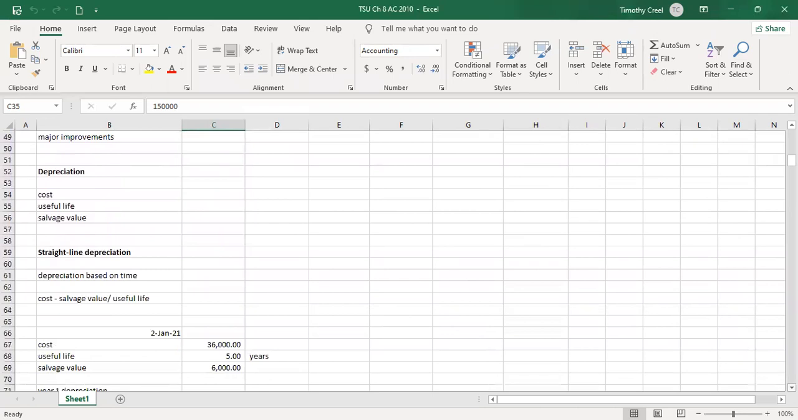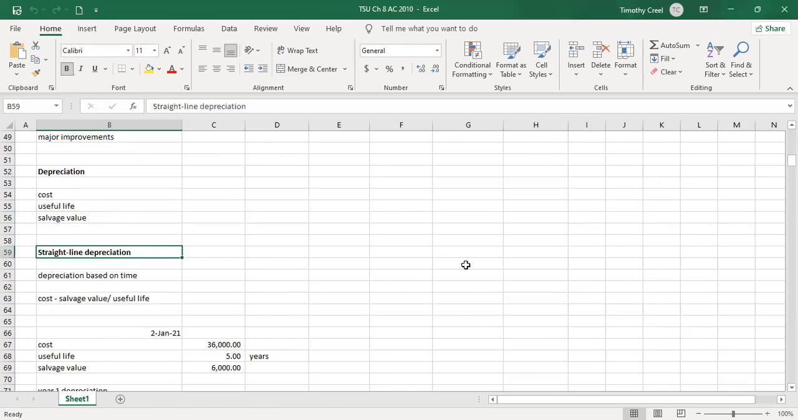So I wanted to go ahead and move on to the most important thing from the chapter, and that would be depreciation. Depreciation was covered in an earlier chapter with the adjusting entries, just very basically. But remember that the cost of an asset, of course, would be what you pay for it. Useful life would be how long you intend to use the asset in the business. And salvage value would be what the asset is going to be worth at the end of its useful life.